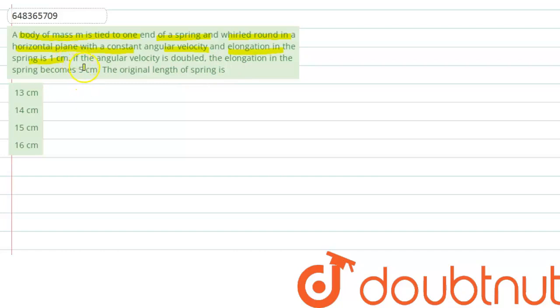So after this, if the angular velocity is doubled, that is it's 2 times of initial velocity, then the elongation gets 5 centimeter. The original length of the spring we have to find out. So now let us do this question. So let L is the original length of that spring.